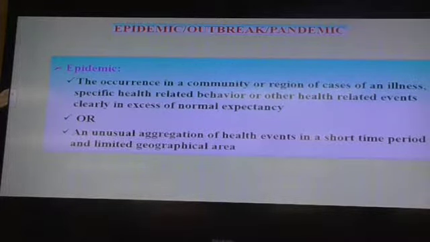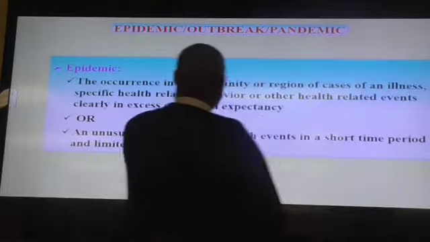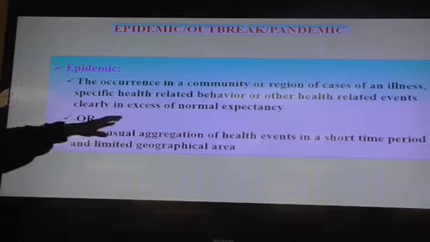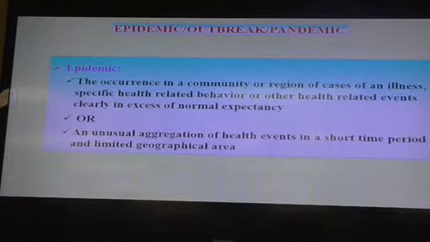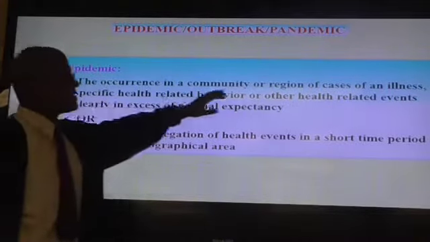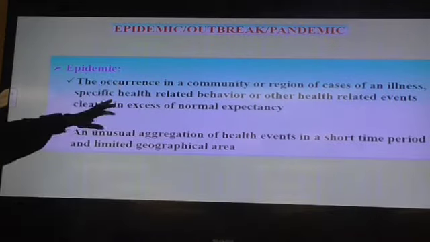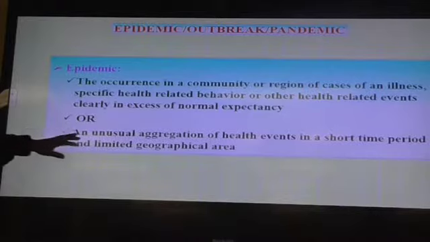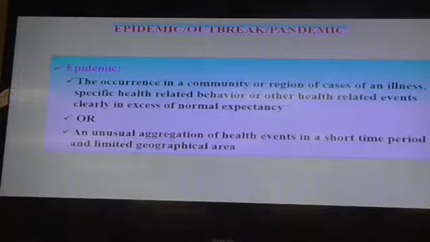Again, we define epidemic as the occurrence in a community or region of cases of an illness clearly in excess of what is normally expected. So that is what we mean by the epidemic. The occurrence of cases of an illness that are clearly in excess of normally expected. Or in short, you can say an unusual aggregation of health events in a short time period and limited geographic area.